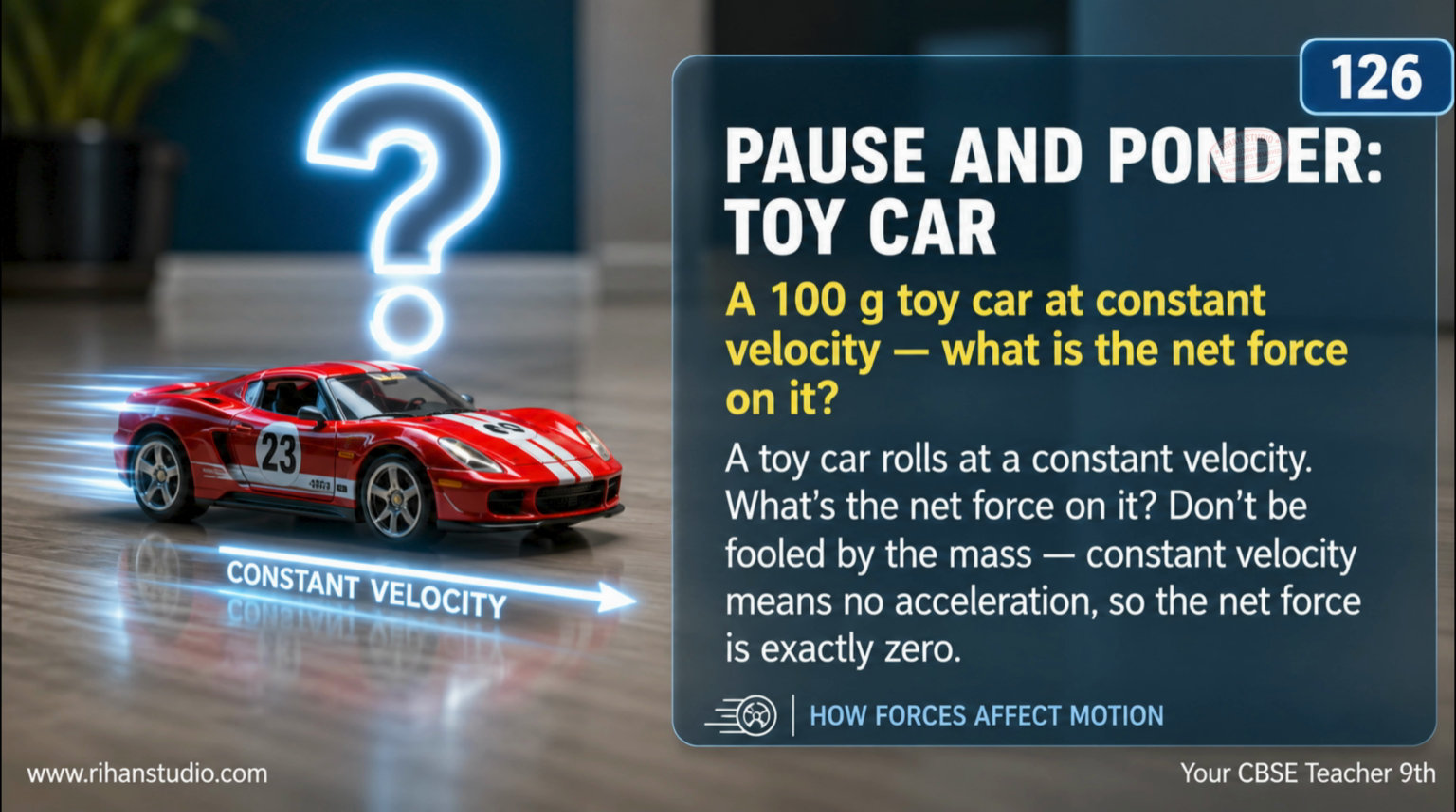Pause and ponder. Toy car. A toy car rolls at a constant velocity. What's the net force on it? Don't be fooled by the mass. Constant velocity means no acceleration, so the net force is exactly 0.